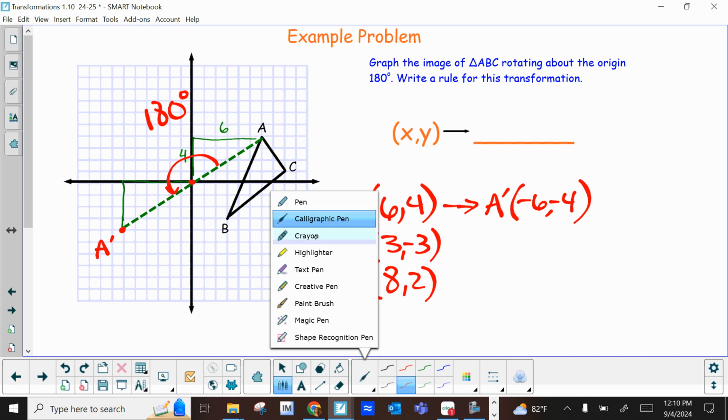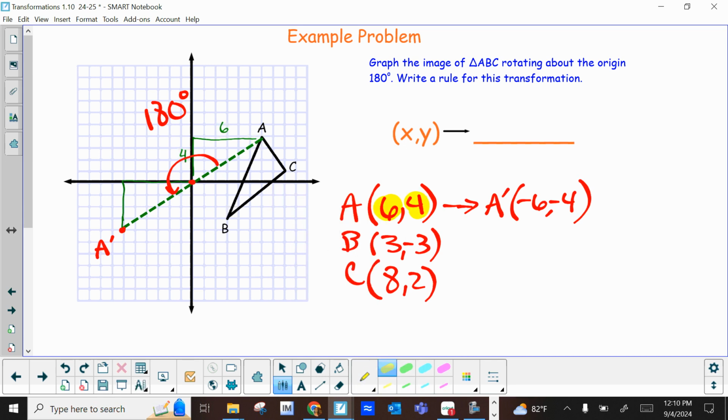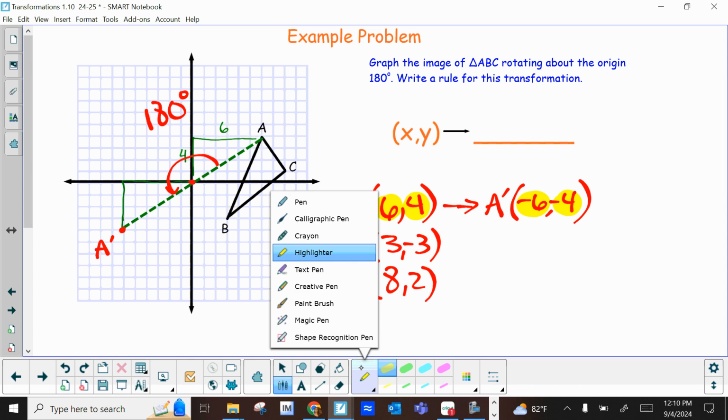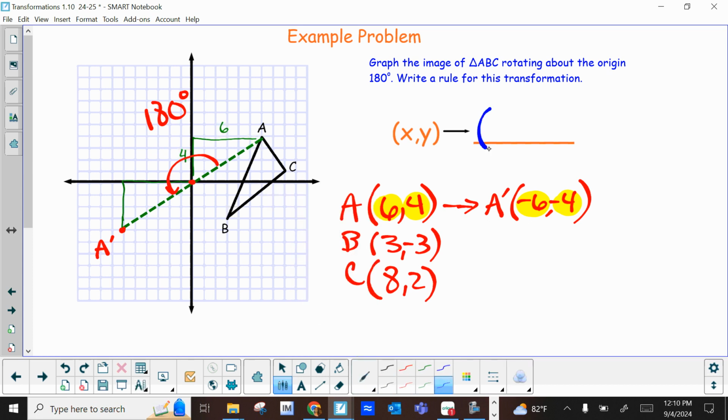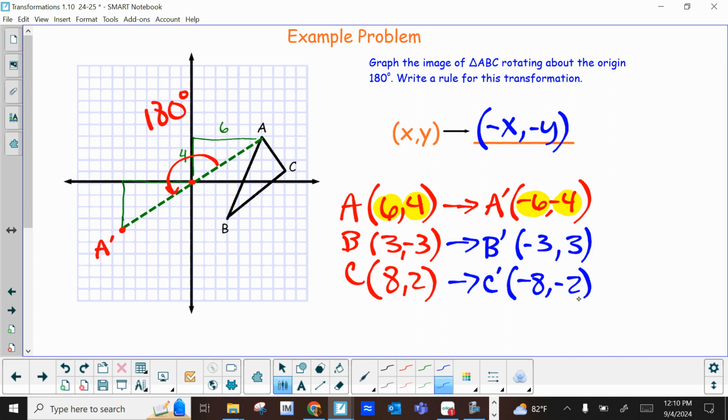So ask yourself, let me get my highlighter, it went from (6, 4) to (-6, -4). That's a pretty easy switch. You just change the sign. So your rule is going to be (x, y) maps onto (-x, -y). Okay, so now let's apply that to B prime and C prime, and then we'll be able to graph our new image. So B, this was positive, so we're going to change that to negative, and then that's negative, so we're going to switch that to positive. These two are both positive, so they're going to change the sign on both of them like that.